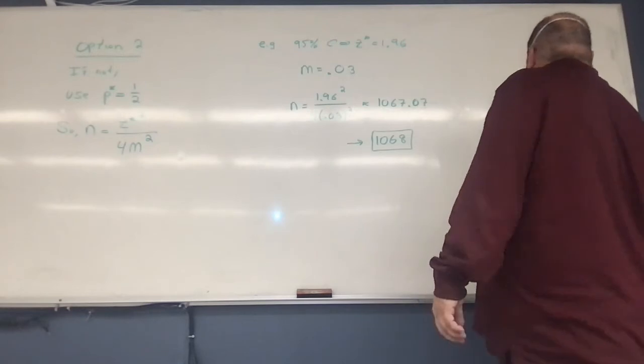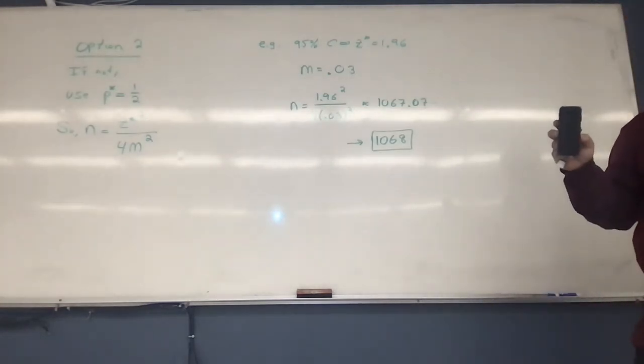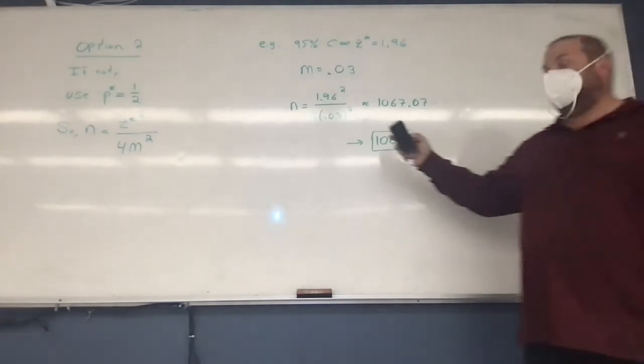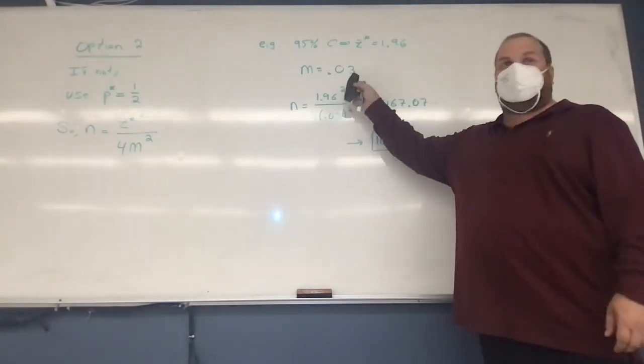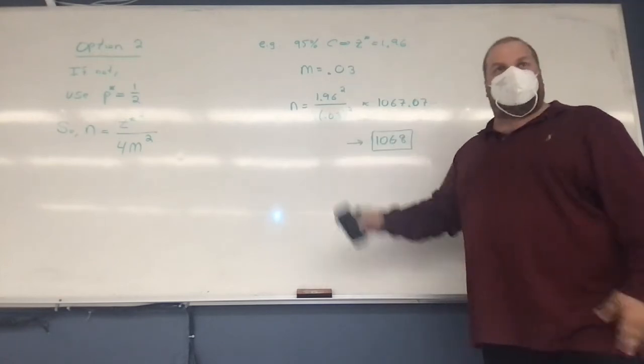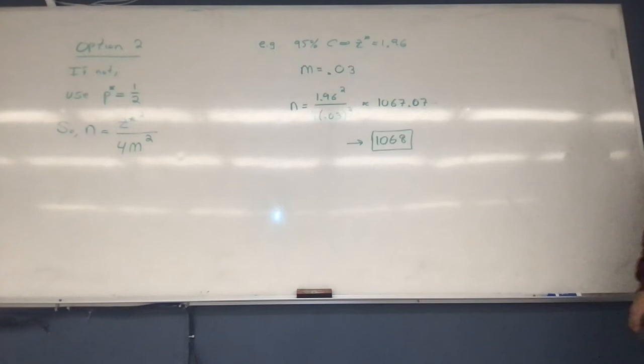You have to do it separately? You don't have to. If you want to use parentheses, you can do it fine. But to err on the side of caution, when I do it on my calculator, I don't do the whole thing at once. I do this squared, enter, divided by 4, enter, divided by 0.03 squared, enter. I do it in 3 steps. So then I get 1067.1111. Okay, so now 1,068, you go up.